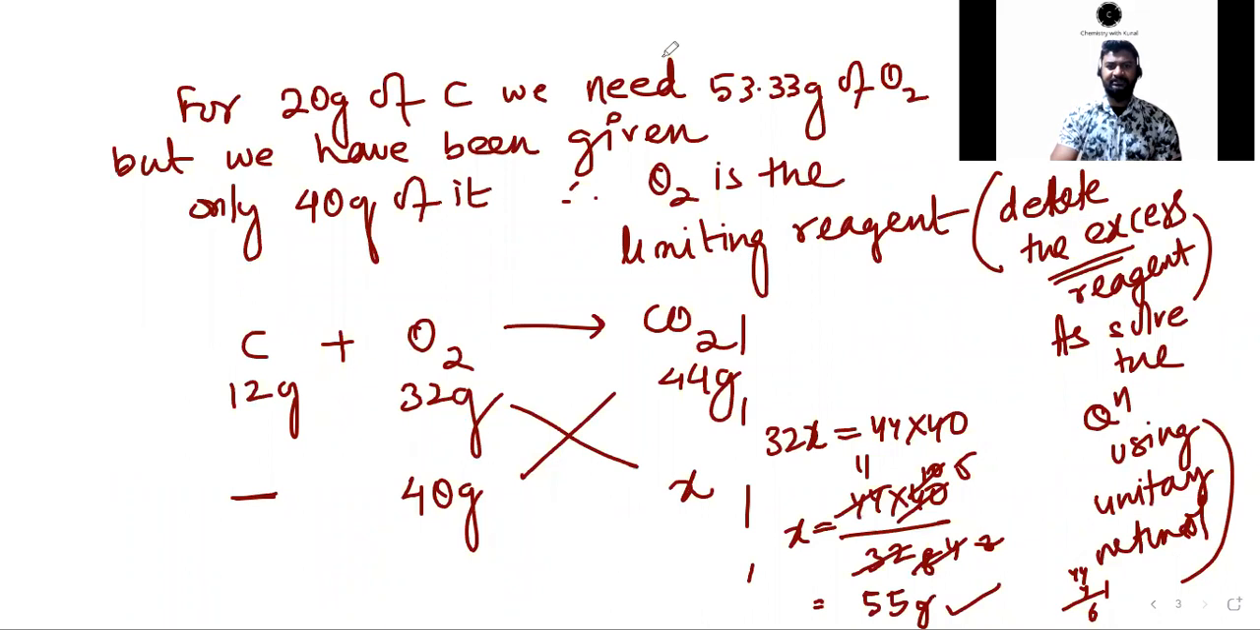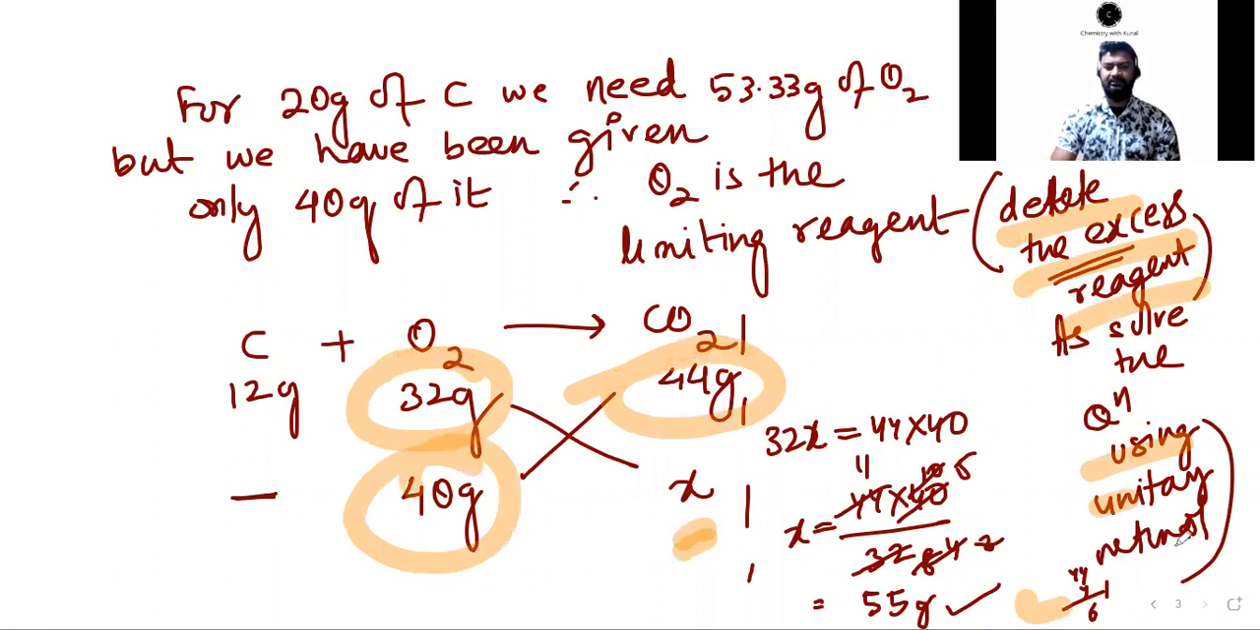Whatever is the excess reagent, erase that. That is going to be irrelevant for us. So delete the excess reagent and solve the question using stoichiometry, meaning 32 grams gives you 44 grams. 40 grams gives us X. Got the answer. I don't care about carbon now because carbon was the excess reagent. This is how we can do it, and this is our final answer. So I hope you got it.